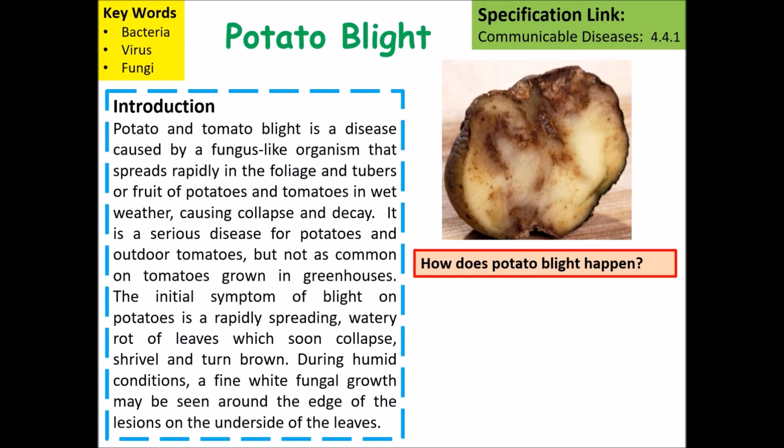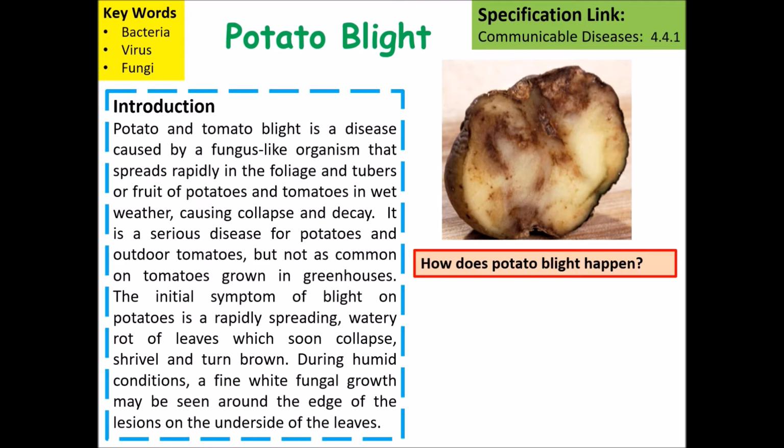The next pathogen that we want to look at is potato blight. Potato blight, which also causes tomato blight, is a disease caused by a fungus-like organism that spreads rapidly in the foliage, tubers or fruits of potatoes and tomatoes in wet conditions, causing them to decay and collapse. It's a very, very serious disease, and the entire potato crop can be lost very, very quickly.